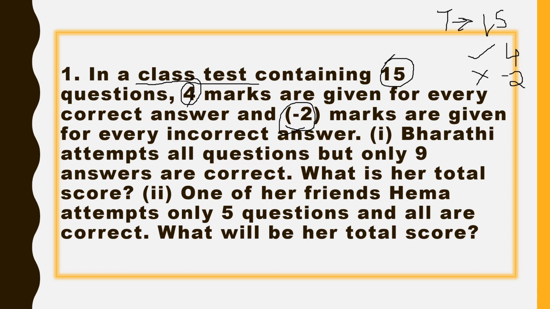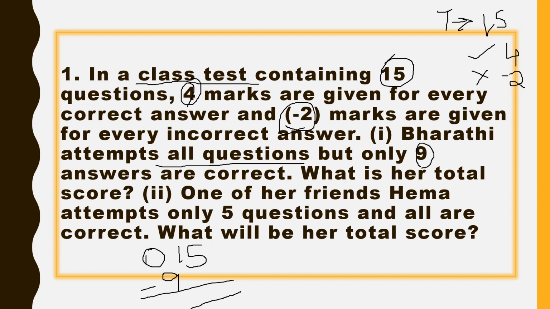Bharati attempts all questions. So she is writing all the questions. She attempted each and every question, means she wrote all 15 answers, but only 9 answers are correct. Then how many answers did she write incorrectly? You should subtract this 9 from 15, then you'll get the count of the incorrect answers.